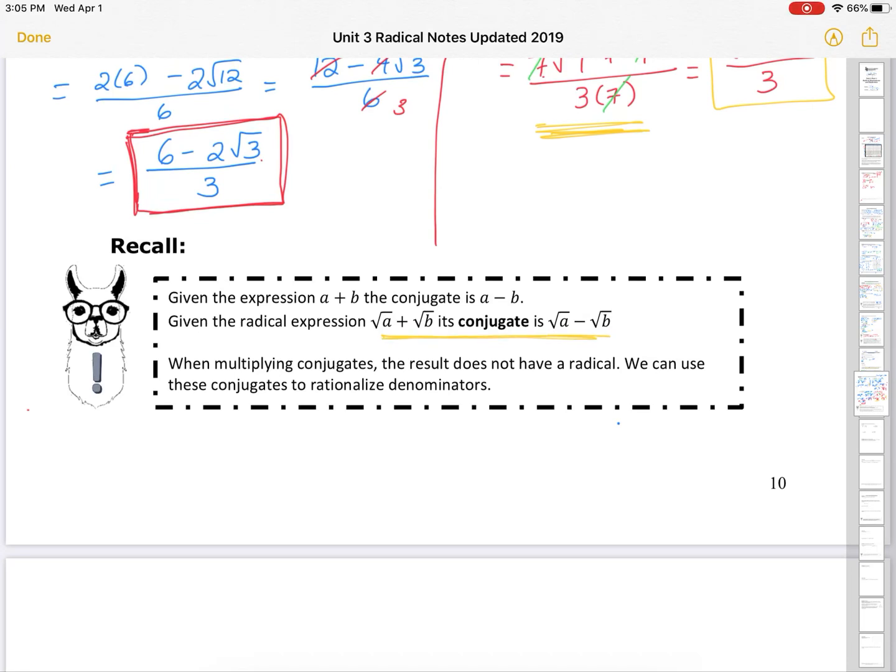Recall. Remember last lesson where we talked about conjugates?